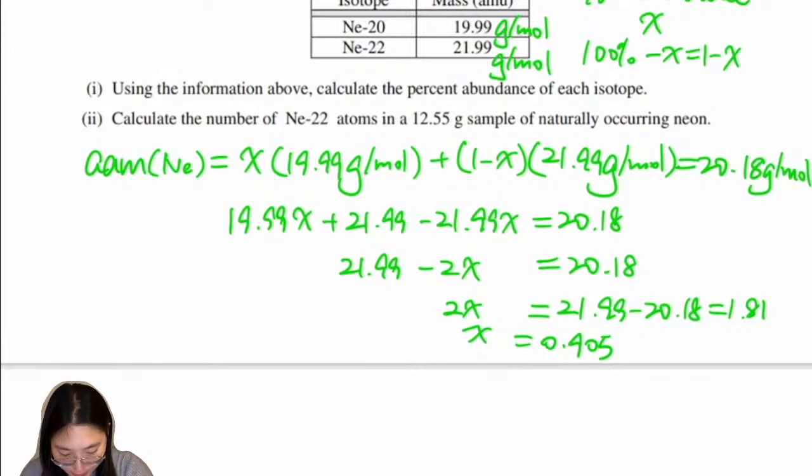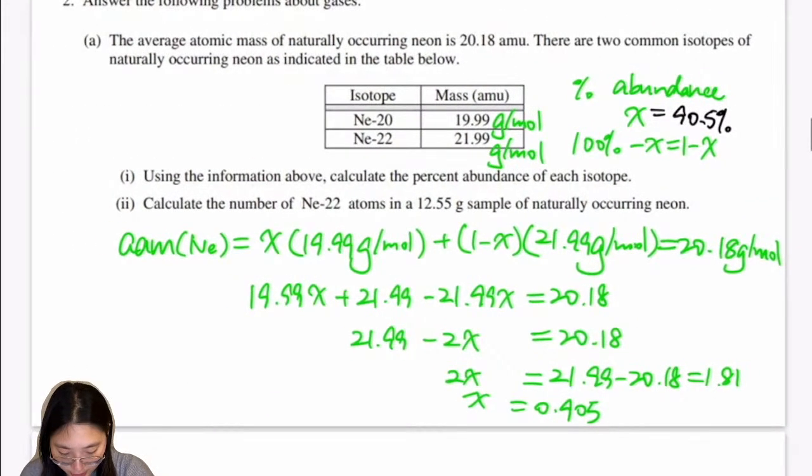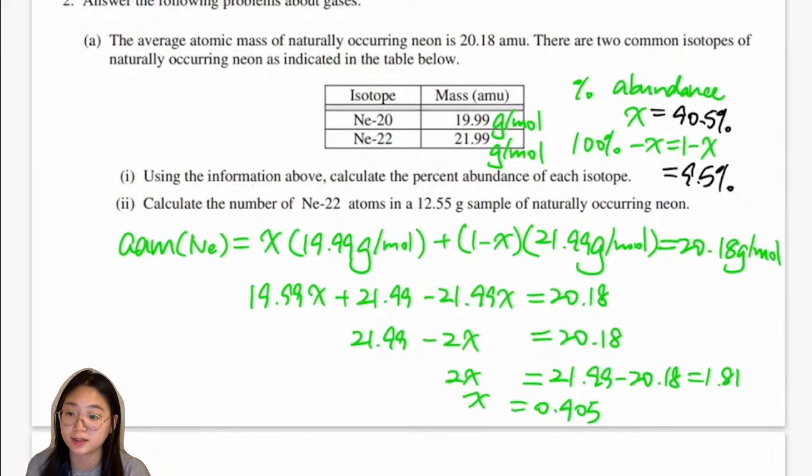In percentage, that's equal to 90.5%. And we can easily calculate the percentage abundance of the other isotope. 1 minus x is equal to 9.5%. So that's it. We just use a linear equation to calculate the percentage abundance for both of the isotopes of neon.